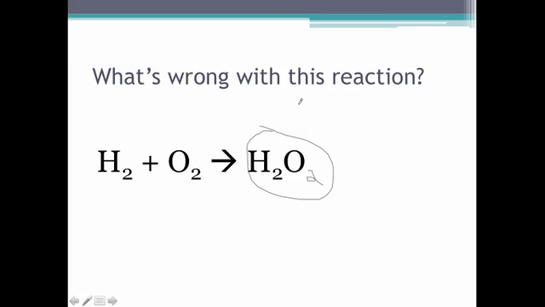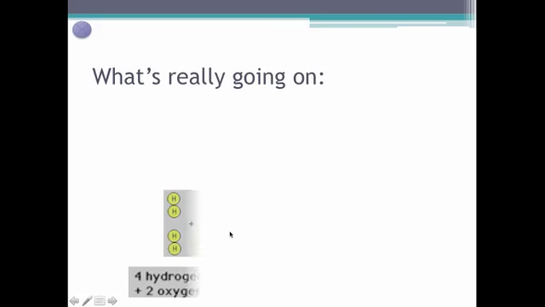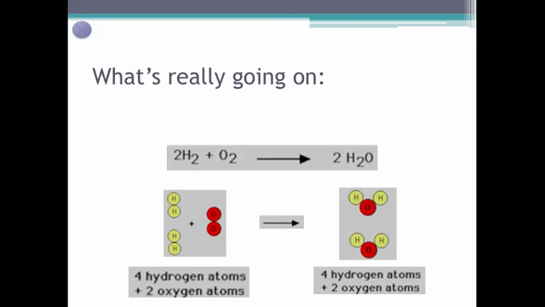Okay, that gives you an idea of the importance of the law of conservation of mass, how we get around this problem of trying to balance up the equation so that it doesn't violate that law. That's what will happen in the next mini lecture.